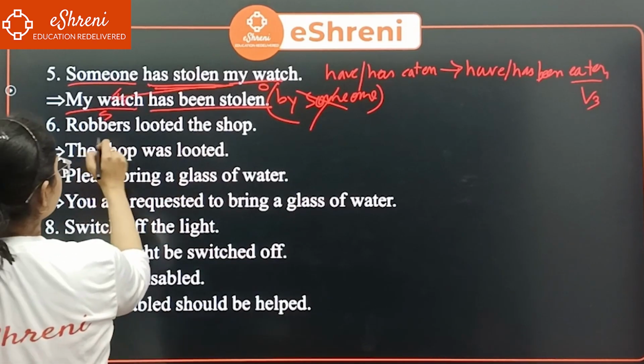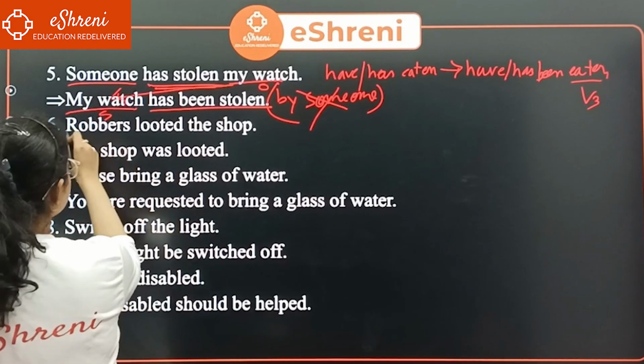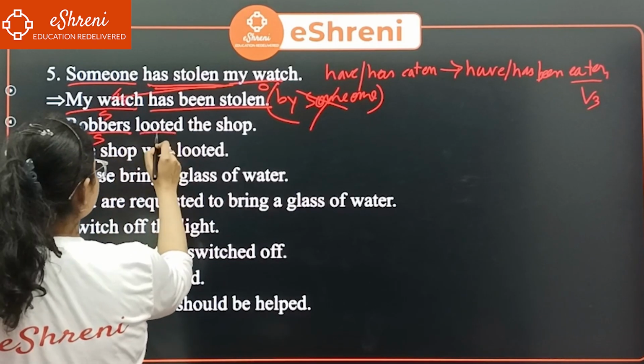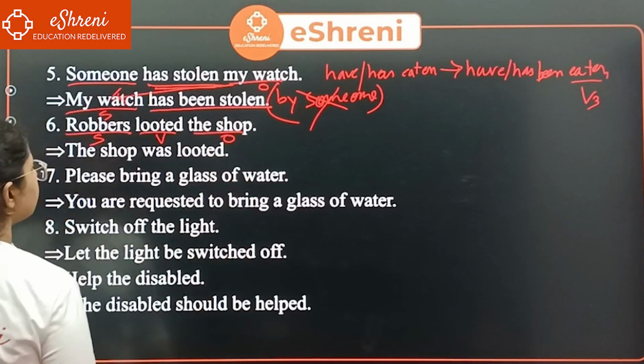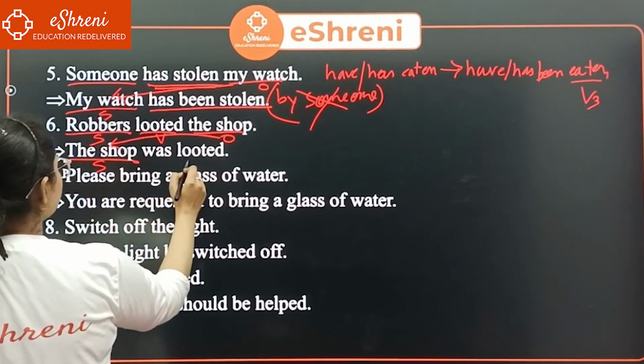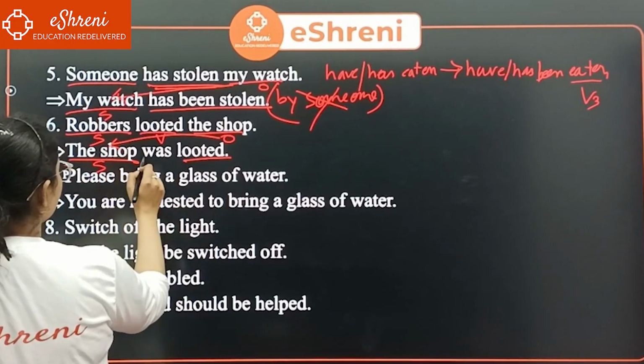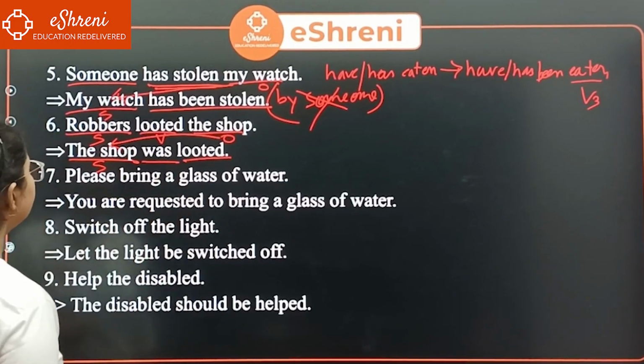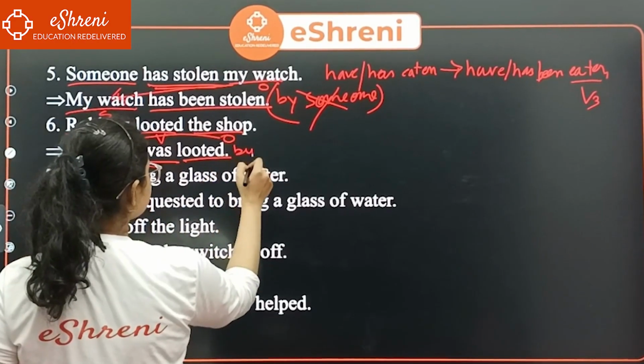Robbers looted the shop. Robber is the subject here, this is the verb here, this is the object here. So the object will become subject, the shop, and then looted, the robbers. The shop was looted by robbers. You can also write robbers.